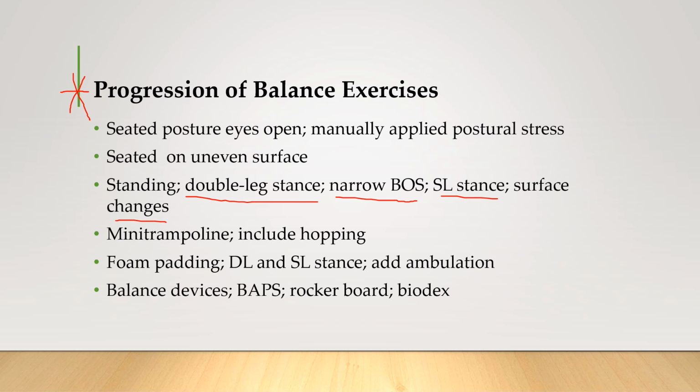Once I move from just regular standing, maybe like a soft surface, I can go to the trampoline, and I can include some hopping to make it a little bit more dynamic. I can also use foam padding for a double leg or a single leg stance. I can add ambulation. Typically we have our patients walk on kind of like a little balance beam, a soft foam balance beam. So they're doing a tandem walking on a soft surface, and we typically do forwards, backwards. We can add hurdles in there as a progression as well.